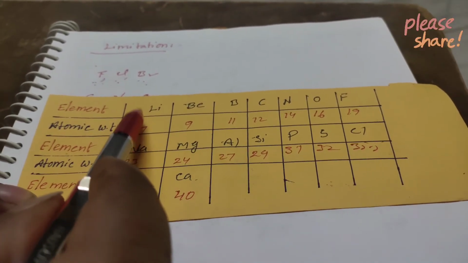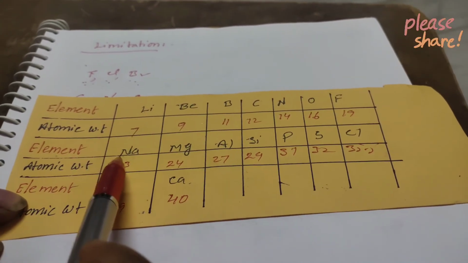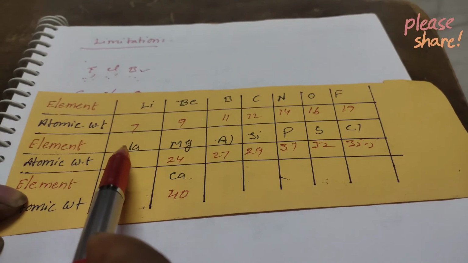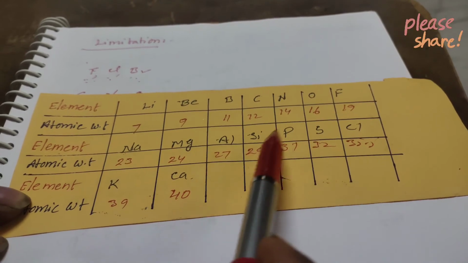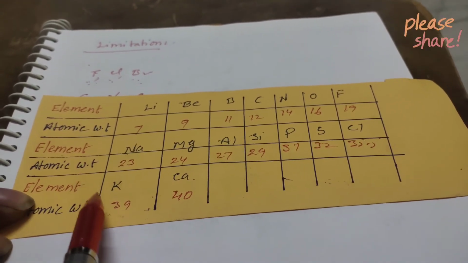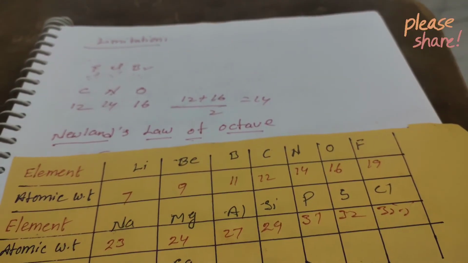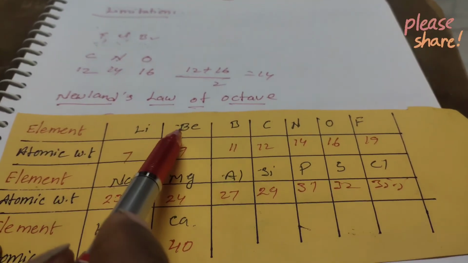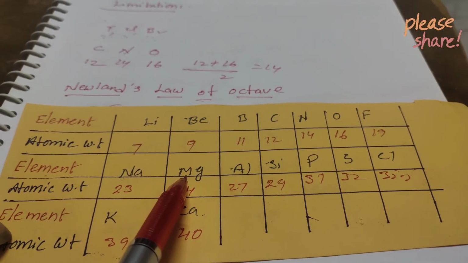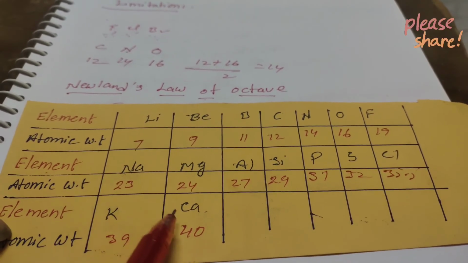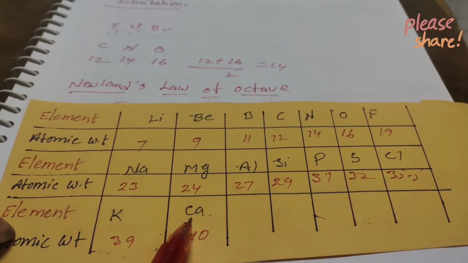If I start from lithium, sodium has similar chemical properties. Along with that, if you count from sodium as 1, magnesium is 2, then 3, 4, 5, 6, 7, the 8th element again has similar chemical properties. So this theory is popular as Newlands' law of octaves. For example, the 8th element from beryllium is magnesium, so beryllium and magnesium have similar chemical properties. Along with that, magnesium and calcium have similar chemical properties, because after magnesium the 8th element is calcium.